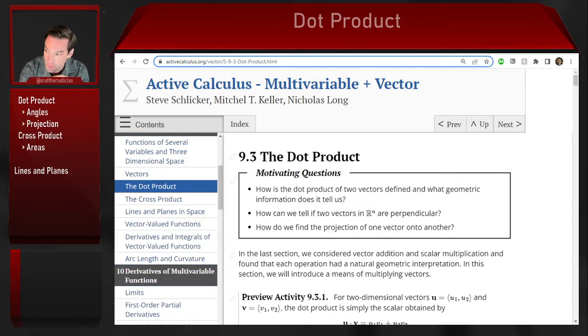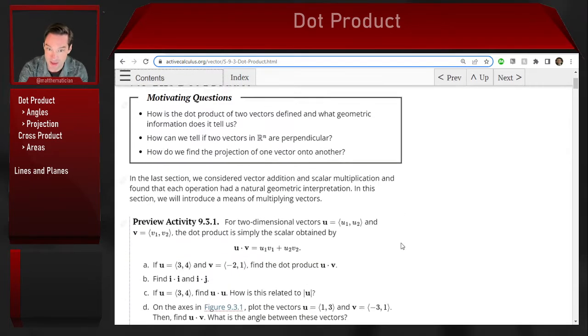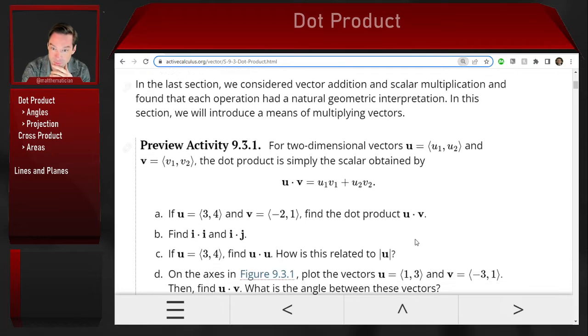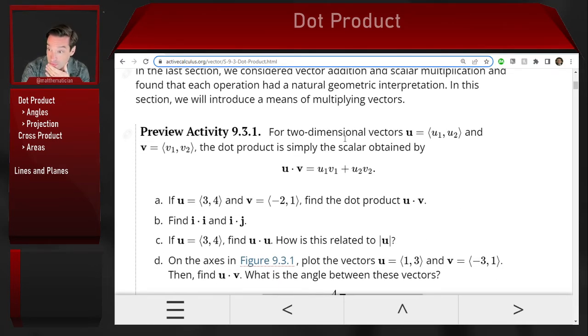And so the preview activity in this section actually defines, in 2 dimensions at least, how we compute a dot product. If you give me a vector with components u1 and u2 and another vector with components v1 and v2, to find the dot product, we're just multiplying the first components together, so u1 times v1, and multiplying the second components together, u2 times v2, and then adding the results.